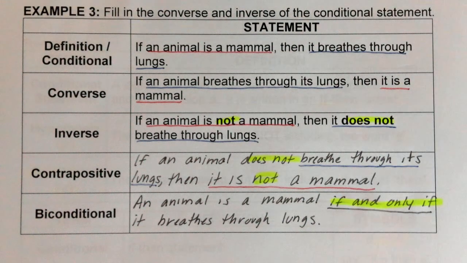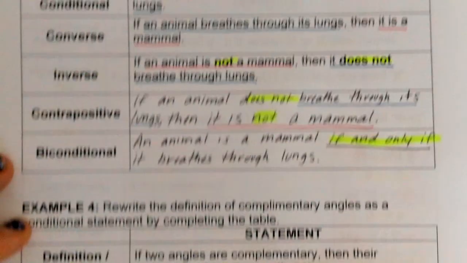So now we're reading the biconditional. An animal is a mammal if and only if it breathes through lungs. So we're taking the hypothesis and the conclusion. Remember, they do not involve the if and then. We're just putting the words if and only if between the hypothesis and the conclusion.